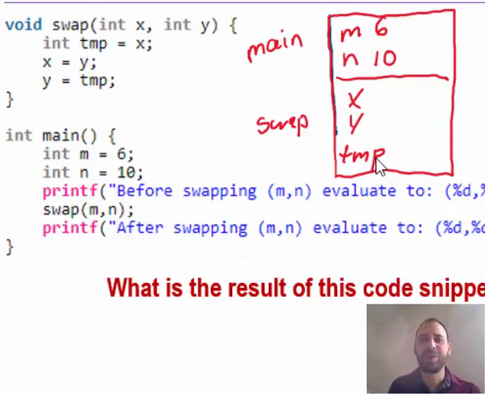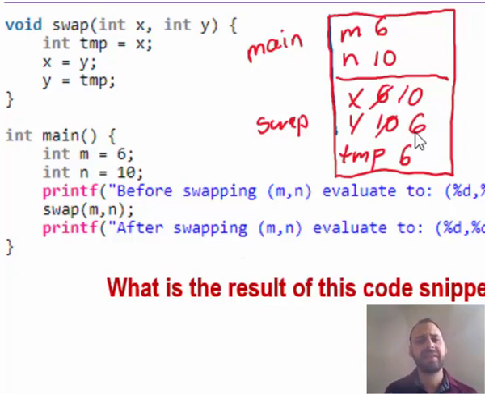Let's look at how, when the function is initially called, we do pass by value, and we have a copy of those values. Then we get to the first line inside the swap function. Temp gets the value of x, so temp gets 6. X gets the value of y, so it becomes 10. Y gets the value of temp, so it gets 6.